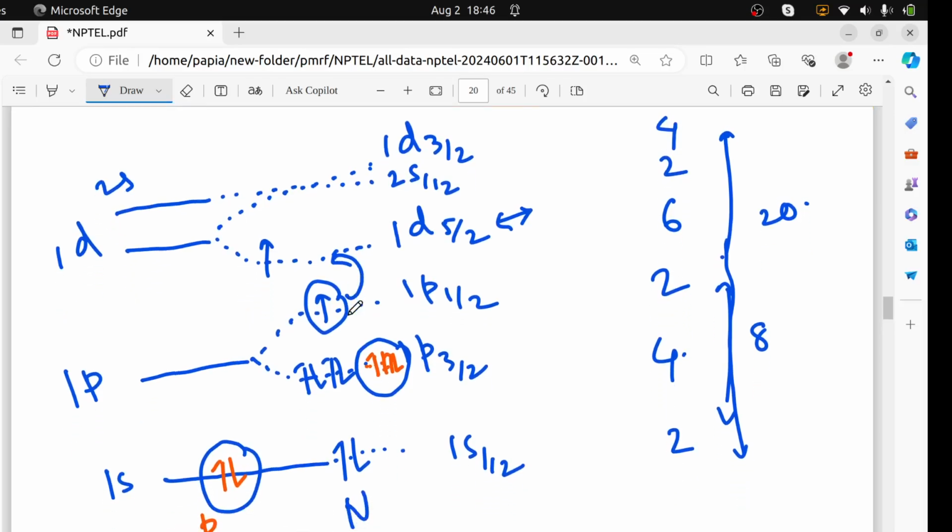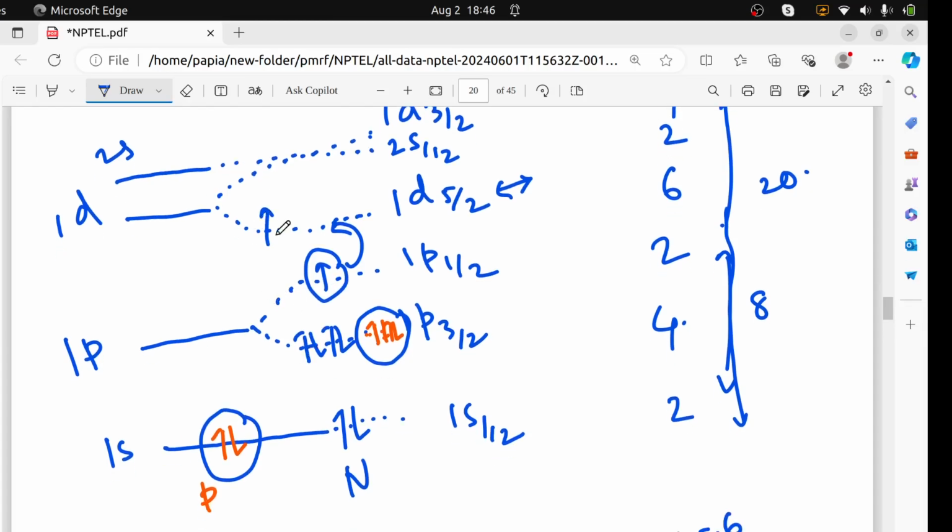Now, maybe I can discuss this in the next question also, but just for completeness, what happens in the first excited state? First excited state means this one has gone to here, right? Now coming to the second excited state, what will happen? Whether that will go here or any one of these will go here, that is the question, right?